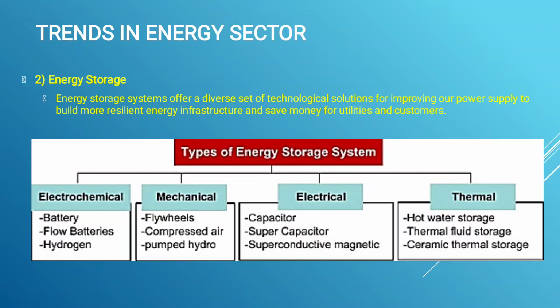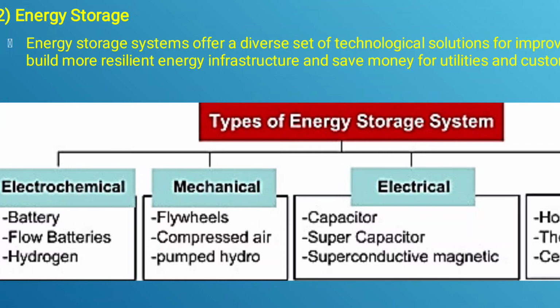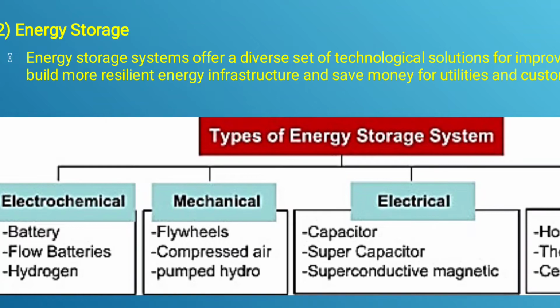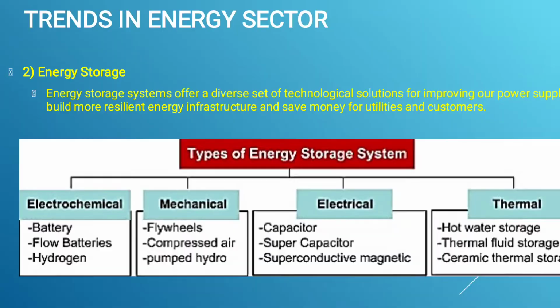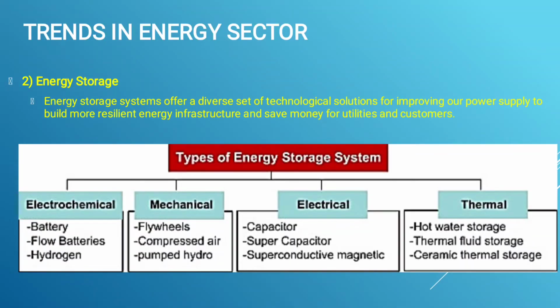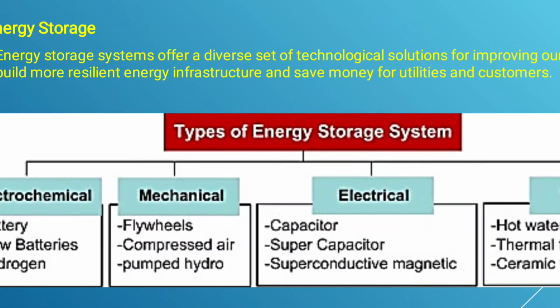Nowadays we are using renewable energy resources such as solar energy. With solar energy, in the daytime you are getting the energy, but in the night time you don't get that energy. So at that time you have to use the stored energy. What are the different ways we can store the energy? You can see here, electrochemical. In that we are using batteries, hydrogen batteries, flow batteries, different types of batteries, where we can store electricity in the form of chemicals. Then in mechanical types of energy storage, we are using flywheels, compressed air, and pumped hydro.